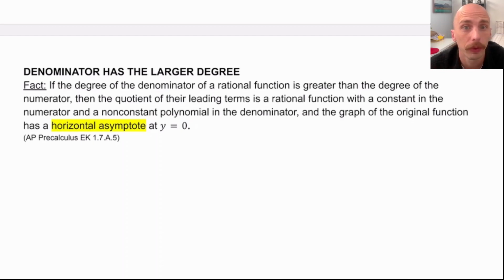The numerator is staying the same while the denominator is growing. And the graph of the original function has a horizontal asymptote at y equals 0. And this is an essential knowledge, so we just freely use this. We don't have to cite any sort of special knowledge or justify our answer. We're going to be just satisfied to look at something and conclude about its limit or its horizontal asymptote.